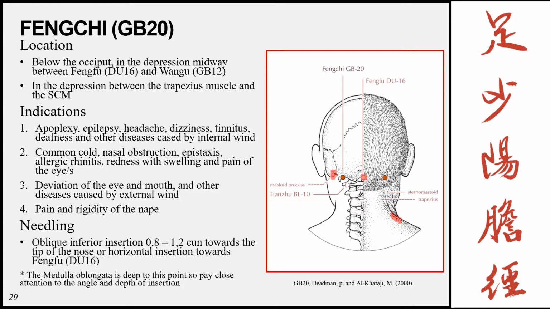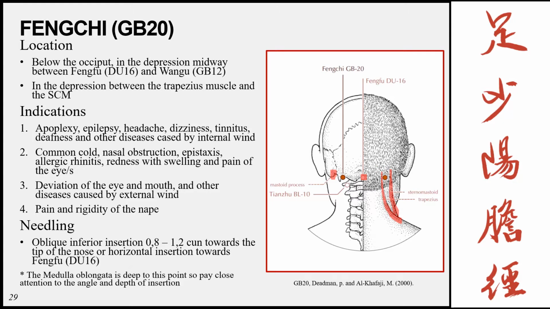So here's the trapezius muscle here on the image, and here's the sternocleidomastoid, which runs to the anterior portion of the body. And between these two muscles, there is a depression, and this point lies in this depression. So the indications: it can be used for apoplexy, epilepsy, headache, dizziness and tinnitus, deafness, and other diseases caused by internal wind. And this is because this point is known as wind gate, and it is a very important point in treating conditions caused by wind.